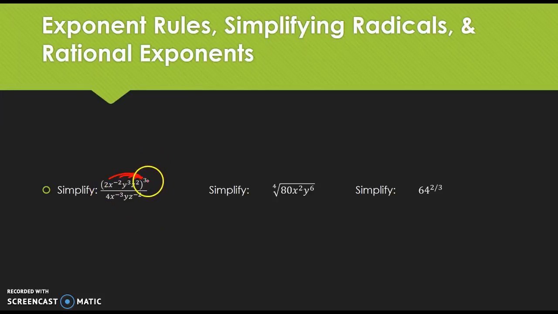So 2 to the third power is 2 times 2 times 2, which is 8. Now, if I have a variable with an exponent raised to an exponent, my rule says to multiply. So negative 2 times 3 is negative 6. y cubed to the third power becomes y to the 9th. And z squared to the third power becomes z to the 6th. And then I'm just going to rewrite my denominator.